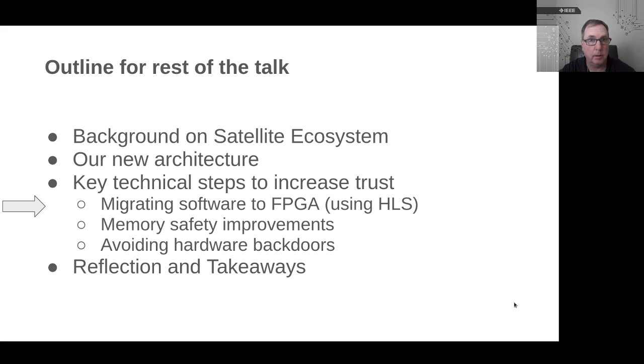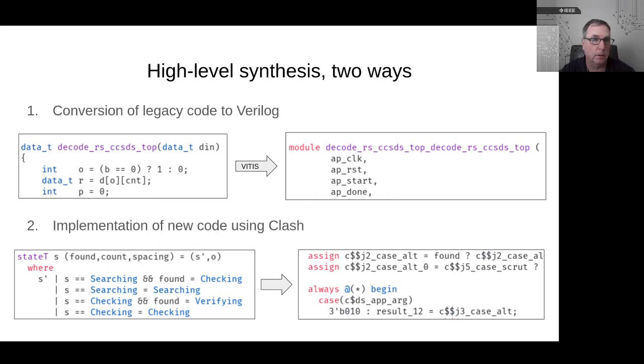Next, I'd like to talk about some key technical steps to increase trust, starting with migrating software to the FPGA using high-level synthesis. High-level synthesis is the process of using a high-level language to describe hardware. We use high-level synthesis in two different ways. The first is to convert legacy code into Verilog, which can then be synthesized into logic for the FPGA.